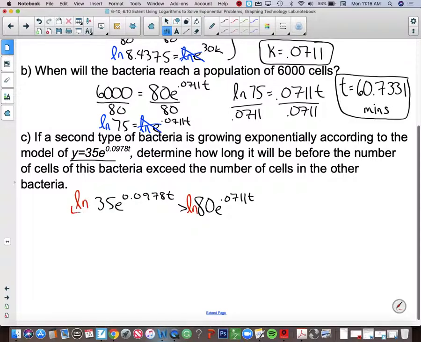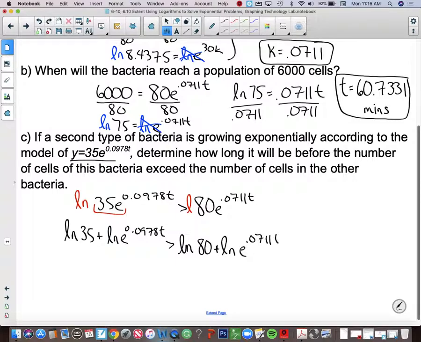And then we have to think of what can we do right here? Can we separate that at all? Yeah, we can separate that with our addition property or our multiplication properties. This would be natural log of 35 plus natural log of e to the 0.0978t, and we do the same thing on the other side. So natural log of 80 plus natural log of e to the 0.0711t.